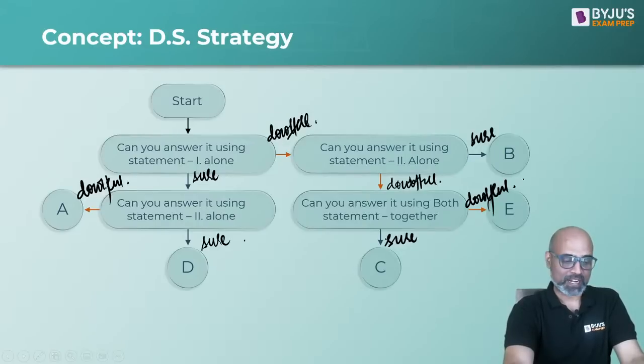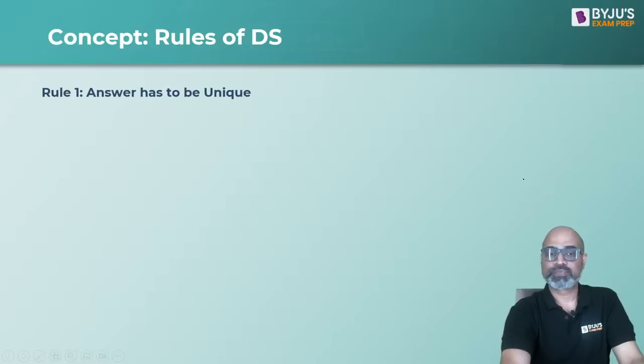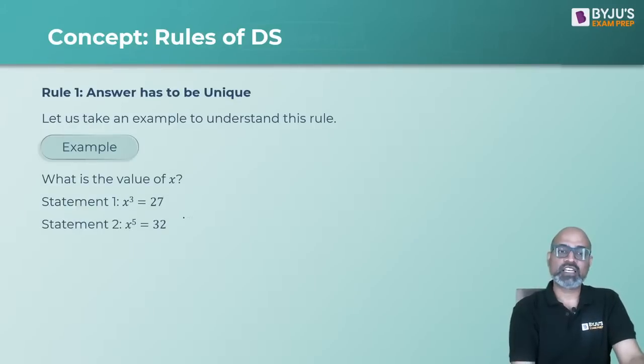How Pramod will be doing practice questions. Abhijit, in data sufficiency, you rarely get puzzles, but if you get puzzles, they are pretty easy. So the first rule is the answer has to be unique, like we discussed. It will always be using the word is. So what is the value of x?